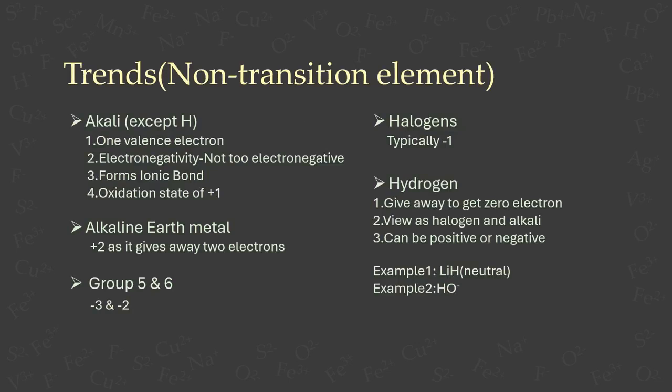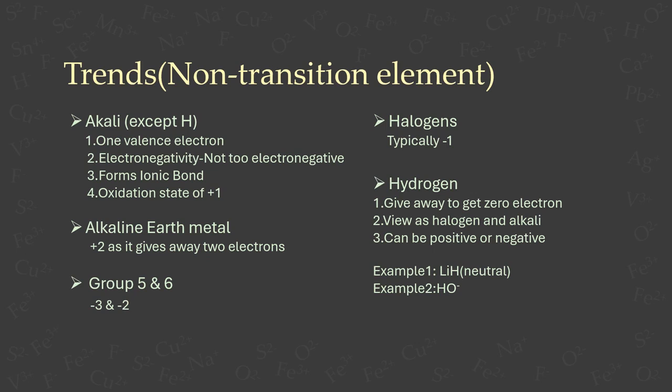I'm going to talk you through the trends of oxidation state, starting with group 1 alkali metals. Ignore hydrogen for now because it's the special one. Group 1 metals each have one valence electron and form ionic bonds with a +1 oxidation state. Next, alkaline earth metals have a +2 state since they are losing 2 electrons. Group 6 elements, such as oxygen, are good oxidizing agents with a -2 state, while group 5 has a -3 state. In group 7, the halogens are 1 electron short of the full shell, typically resulting in a -1 state.